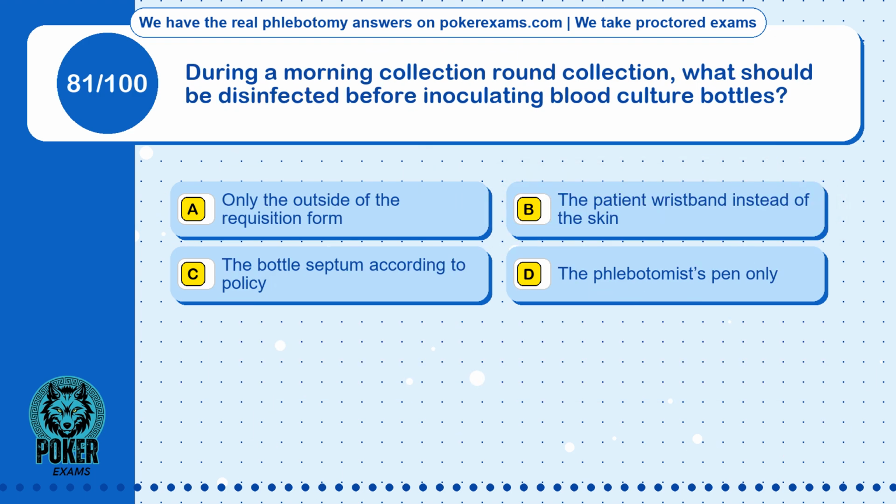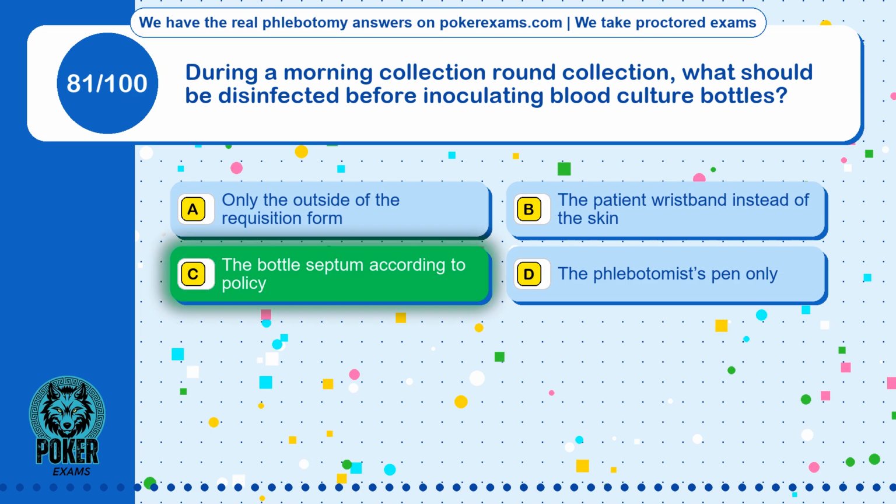Question 81. During a morning collection round, what should be disinfected before inoculating blood culture bottles? Option A. Only the outside of the requisition form. Option B. The patient wristband instead of the skin. Option C. The bottle septum according to policy. Option D. The phlebotomist's pen only.